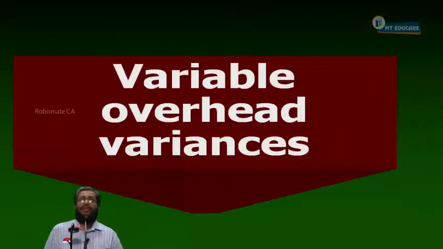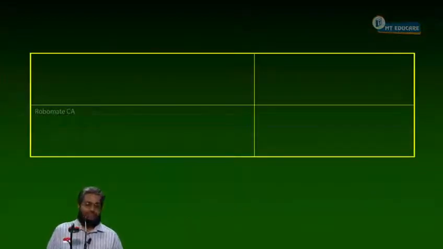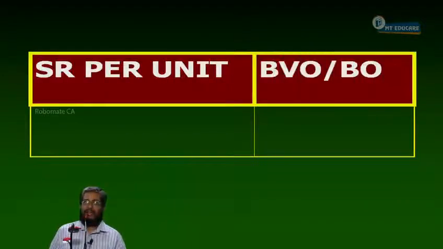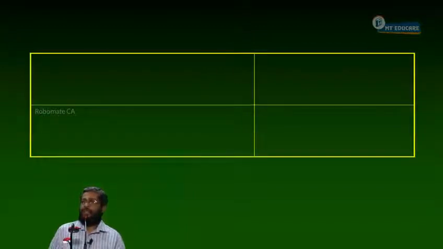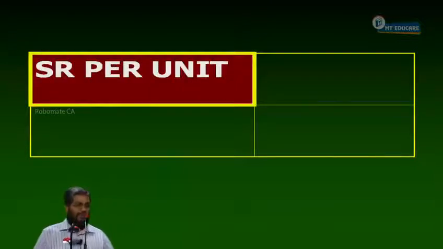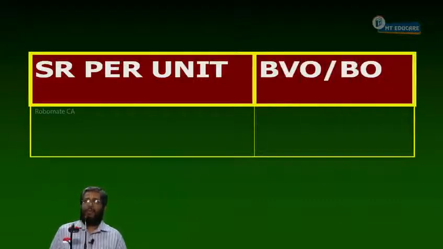Okay, now variable overhead variance. Step 1. Calculation of standard rate. Underline that. SR per unit is equal to BVO divided by BO, where SR means standard rate. That is budgeted variable overhead divided by budgeted output.